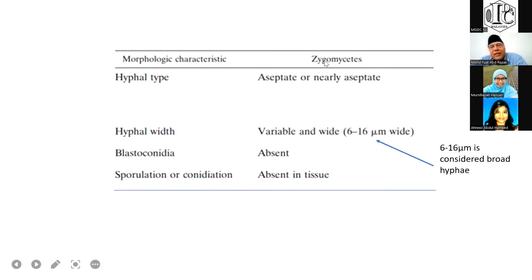What's next in zygomycete? In zygomycete, the hyphal width is about 6 to 16 micrometers. It can be bigger than this, up to even 20 plus to 30 micrometers. Some zygomycetes have very big, very wide hyphae. But even 6 to 16 is considered broad hyphae. So zygomycete is not only coenocytic but has broad hyphae.